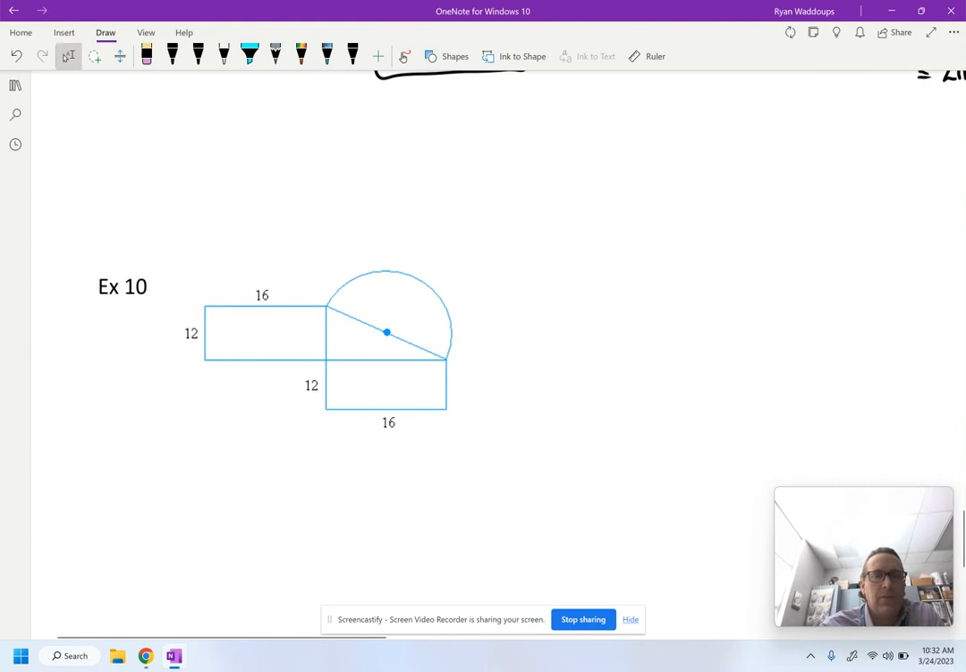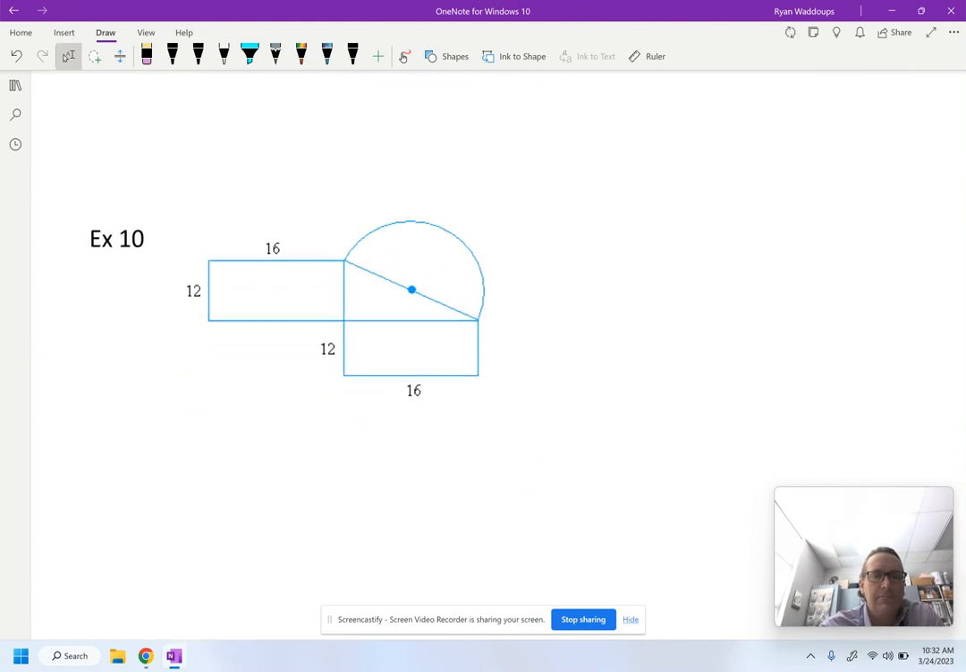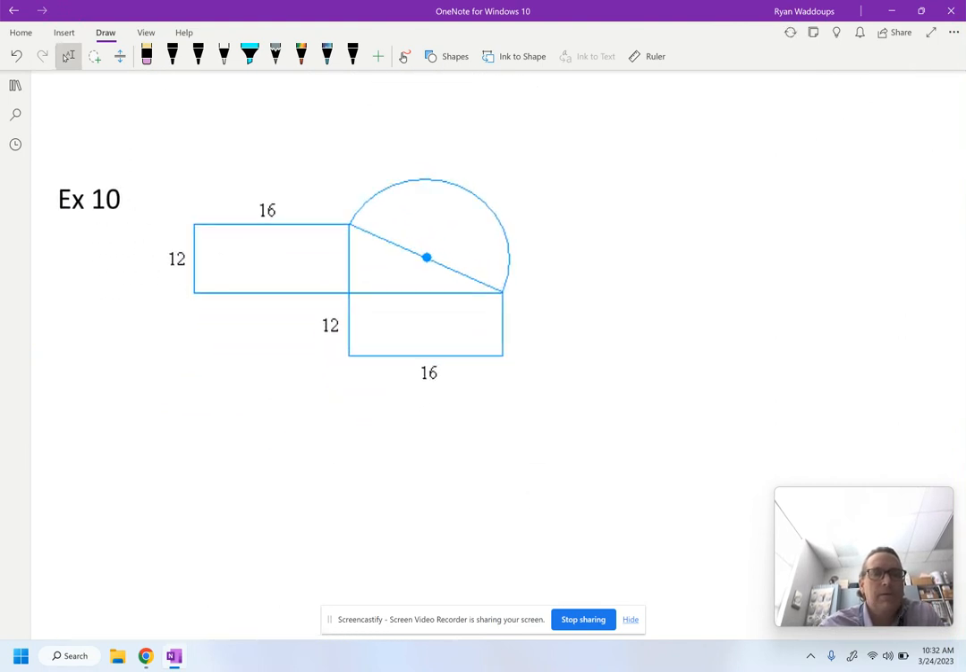And then let's see, we've got example 10. All right, let's see what we know. If this is 16, then this is 16. And if this is 12, then this is 12. And if this is 16, then this is 16. And if this is 12, then this is 12.